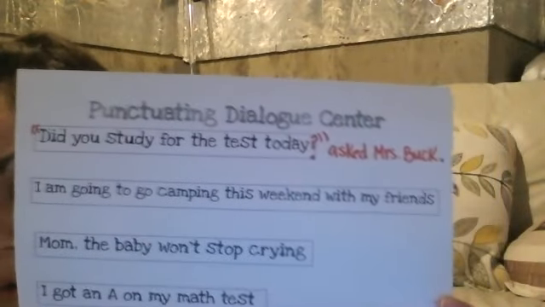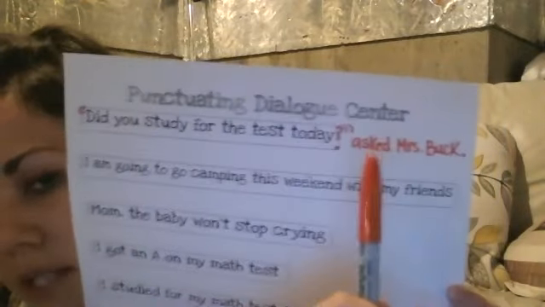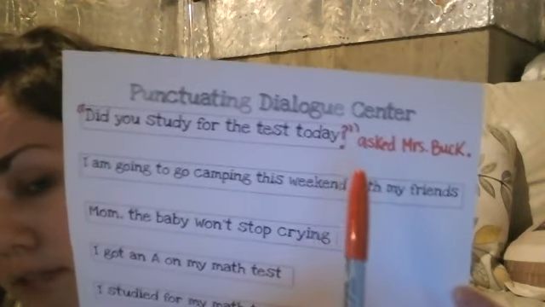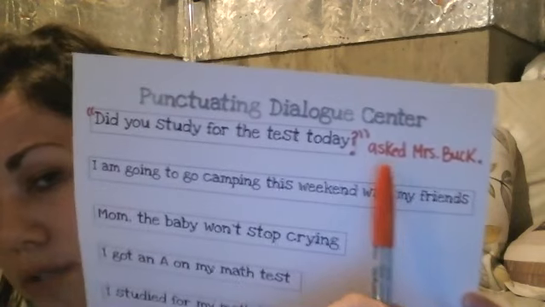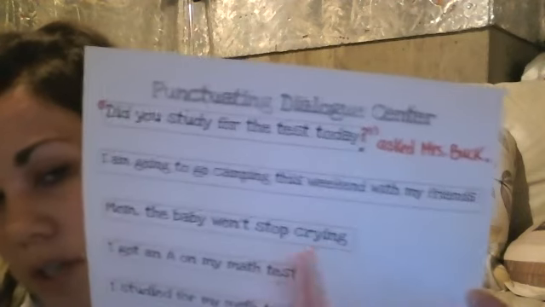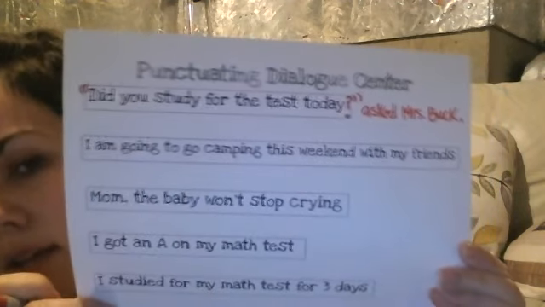After the dialogue tag, that is when you will put your period. Okay, so that's what mine looks like. And you can put Mrs. Buck asked, that's fine. Pretty much whatever dialogue tag you use, it doesn't matter if it comes before or after the person, it usually makes sense either way. Okay, so let's move on to the next one.